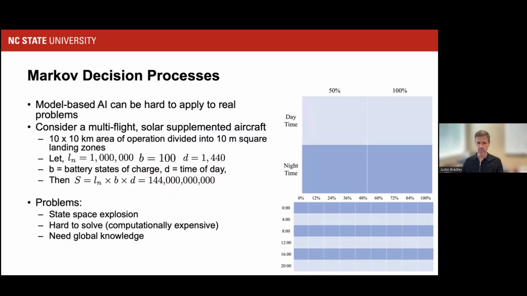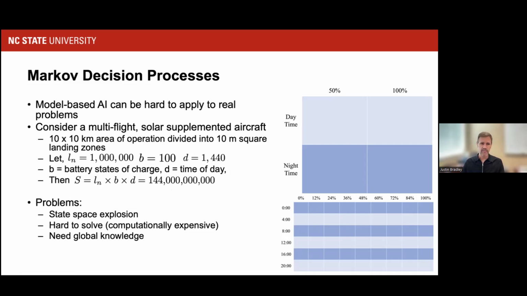Suppose you had a multi-flight solar supplemented aircraft, and you were operating in a 10 by 10 kilometer area of operation. You divide that into 10-meter square landing zones, and the decision is whether or not to land and charge, or whether to travel to the next location. If you break this up into 10-meter square landing zones, you end up with 1 million different states, 1 million different landing zones. If you break the battery charge up into 1% increments, so you know roughly what your charge is, to at least 1% accuracy, and you broke the time of day up into minutes, you very quickly end up with 144 billion states. So even though this is relatively simple as I've modeled it, you end up with an intractable number of states.